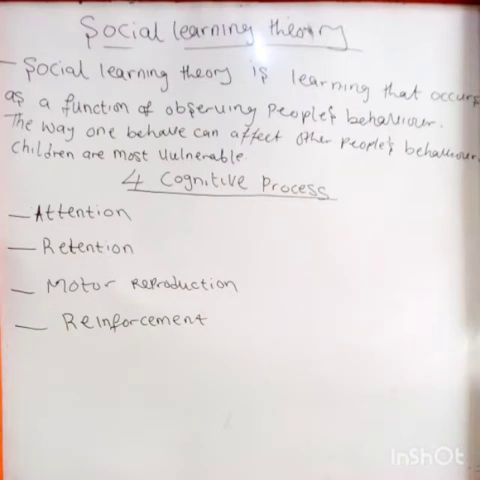Children are most likely or most vulnerable. So the way parents behave, the way teachers behave, the way elderly ones behave, oftentimes affect these lads. It affects their mode of thinking, it affects the way they express their emotion, it affects the way they talk, it affects virtually their lifestyle. So let's carefully study the four cognitive processes that actually affect how people behave the way they do. The first one is attention.